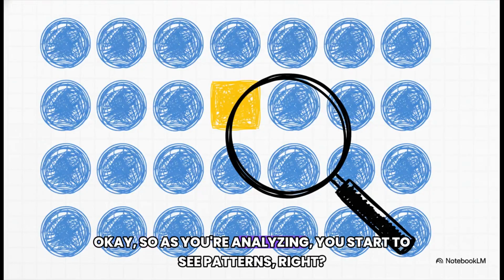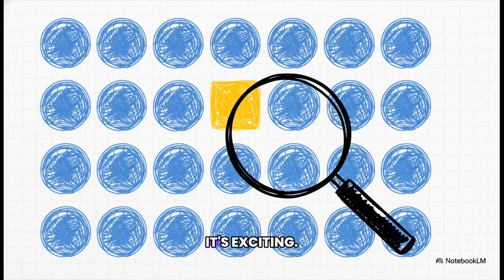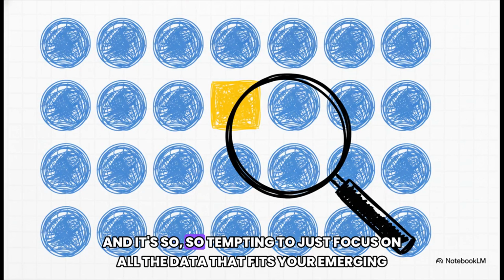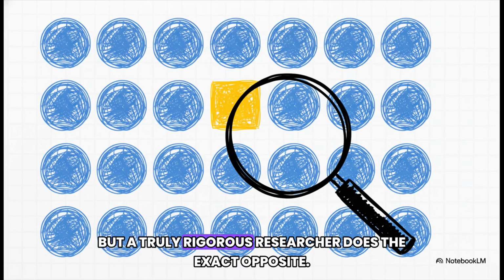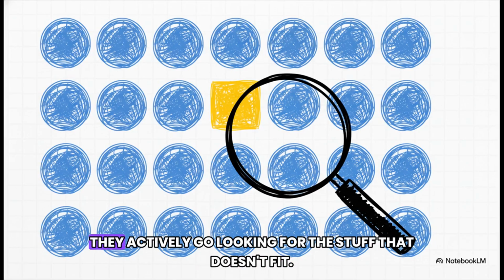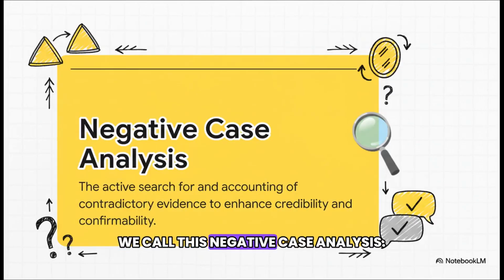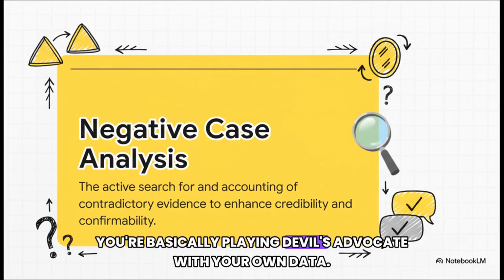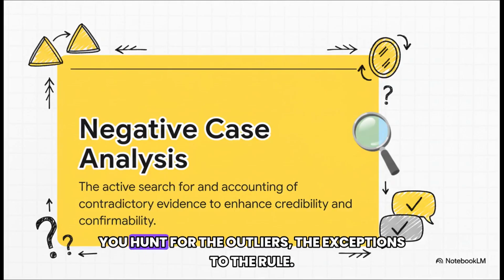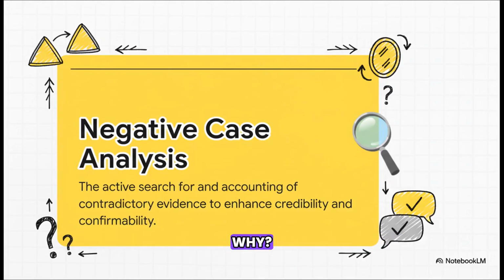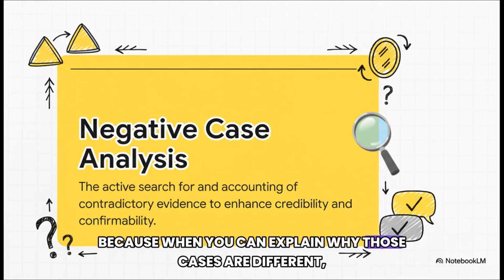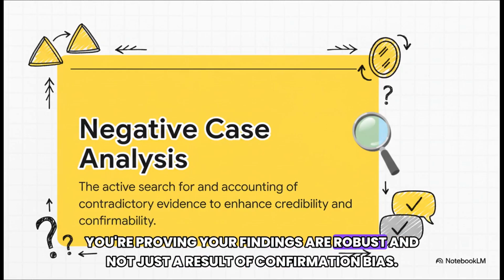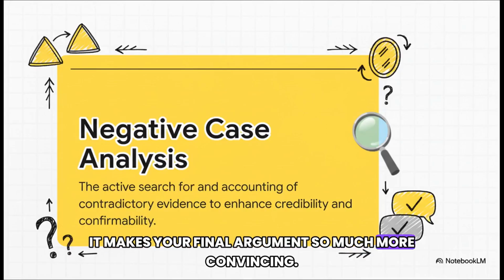Okay, so as you're analyzing, you start to see patterns, right? It's exciting, and it's so tempting to just focus on all the data that fits your emerging theory. But a truly rigorous researcher does the exact opposite. They actively go looking for the stuff that doesn't fit. We call this negative case analysis. You're basically playing devil's advocate with your own data. You hunt for the outliers, the exceptions to the rule. Why? Because when you can explain why those cases are different, you're proving your findings are robust and not just a result of confirmation bias. It makes your final argument so much more convincing.